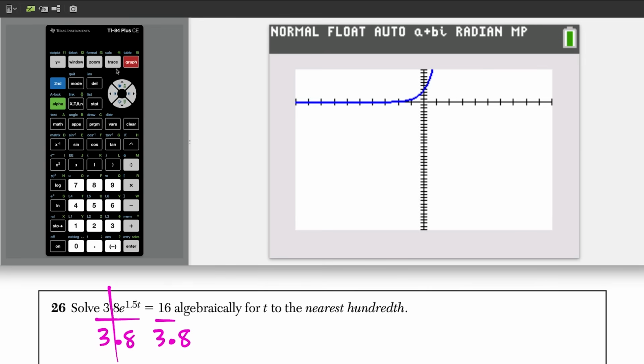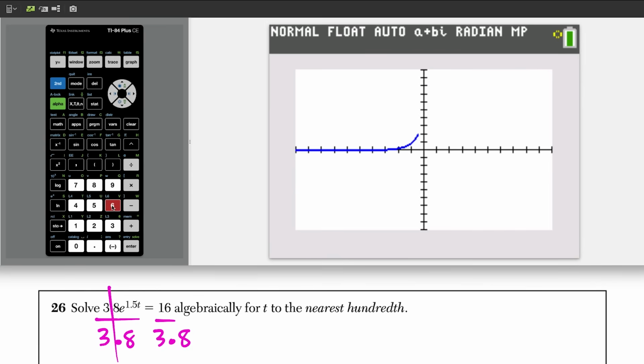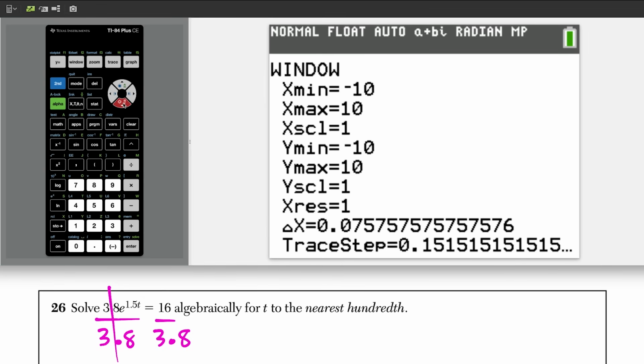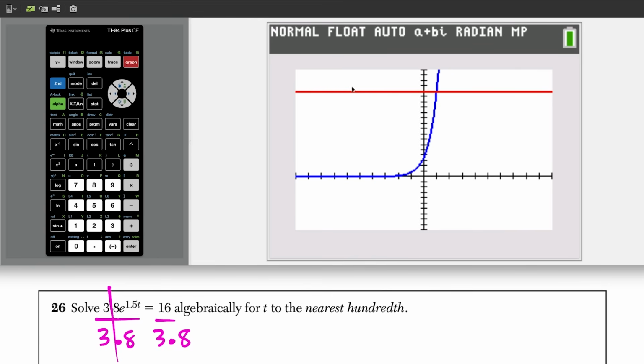And I press graph, and I'm like, oh no, I can't see anything. I press zoom 6, and I can't see the intersection. And that's because I have to go up to 16. So I'm going to go above 16 because that's the height we have to reach. So it helps to go a little bit above. And we get this value here.